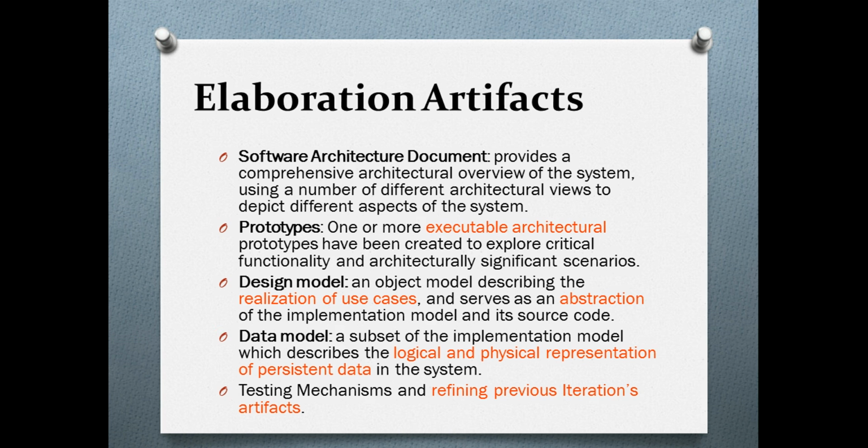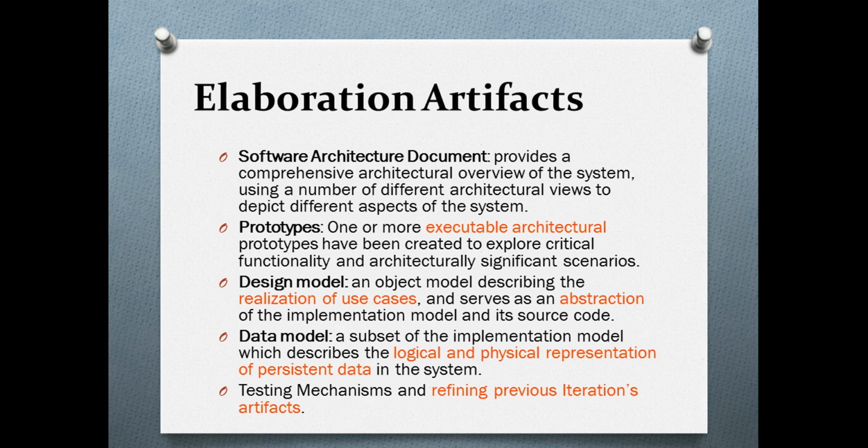Prototypes. So we come up with one or more executable architectural prototypes. We talked about the evolutionary prototypes; we come up with some kind of evolutionary prototype here. Design models, data models. We try to come up with a lot of design models. As it is object oriented, you can see we have realizations of use cases that need to be done, which serve as an abstraction of the implementation model or the source code.